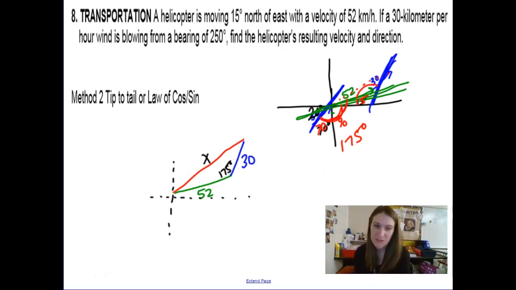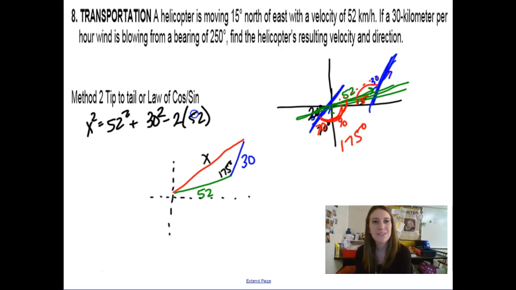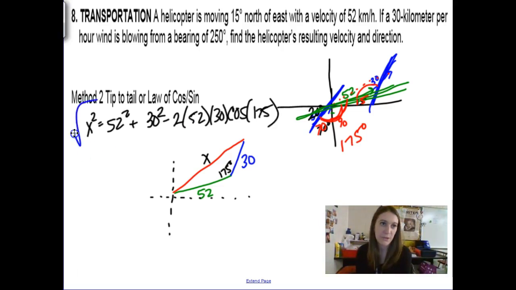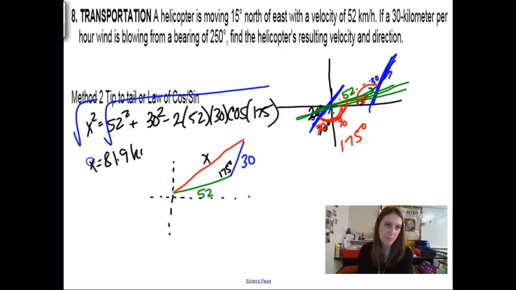Alright, let's find our magnitude using law of cosines. So x squared equals 52 squared plus 30 squared minus 2 times 52 times 30 times cosine of 175. And then when you remember you got to square root this one, you get, surprise, surprise, 81.9, which is the same magnitude that we got using the other method. So I know we've done something right at least.